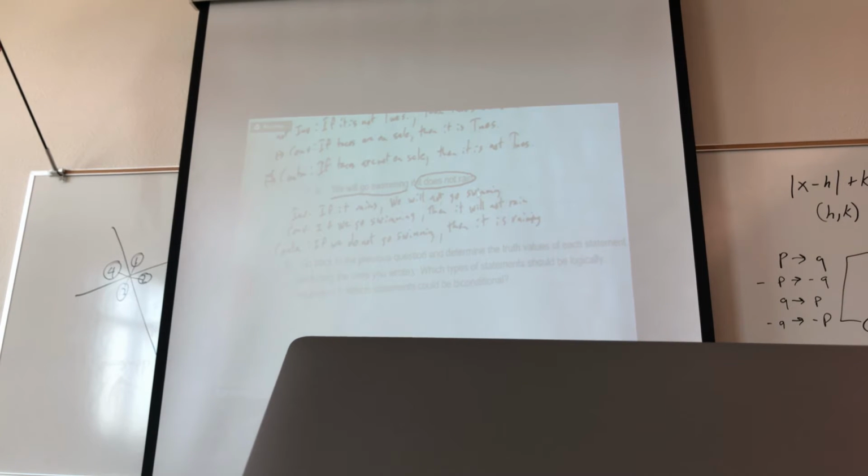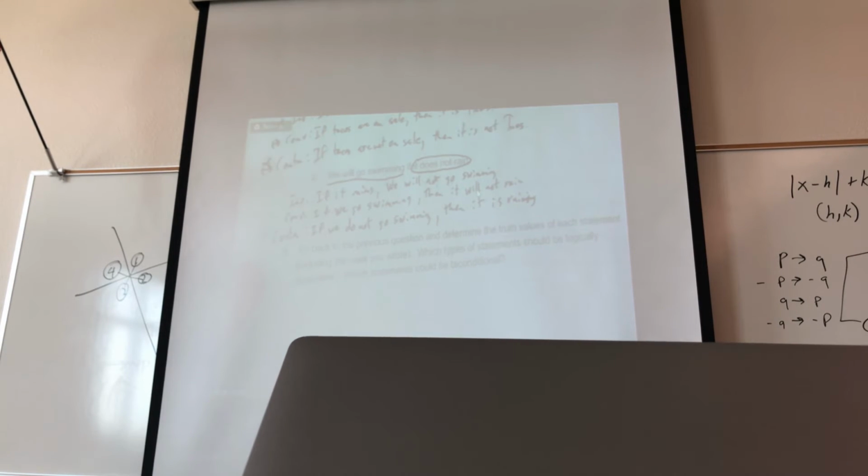Okay. Now, question number 5 says, go back to the previous question. That's question 4. So examples A, B, and C. And determine the truth values of each statement, including the ones you wrote. Which types of statements should be logically equivalent? Which statements should be biconditional?